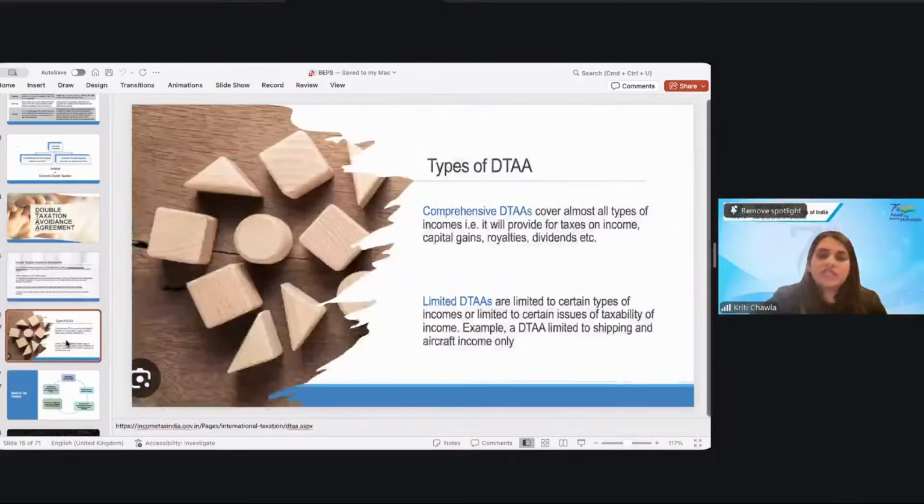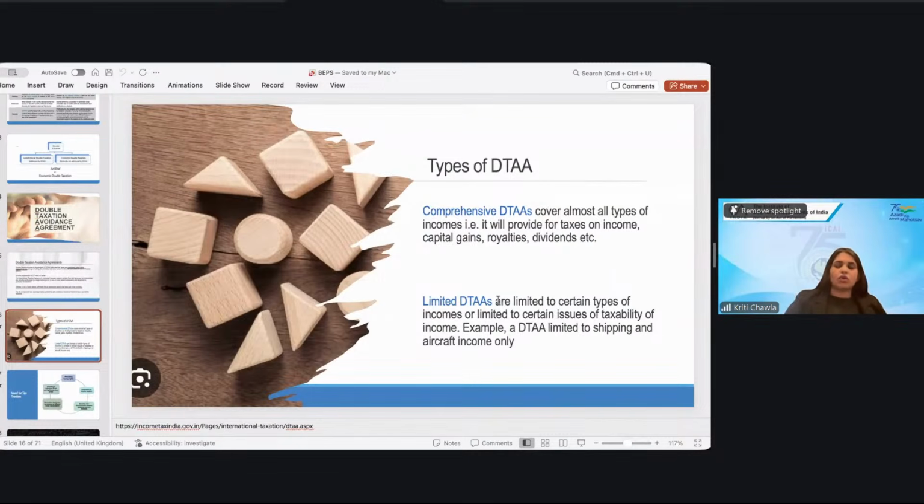There are two types of DTAAs. There is something called as a comprehensive DTAA, and then there is something called as a limited DTAA. So if you look at almost all kinds of DTAAs, there are a lot of DTAAs that are actually called as comprehensive DTAAs. Comprehensive DTAAs are something which cover almost all types of income. So it's going to help you resolve double taxation when it comes to income, when it comes to capital gains or royalties or business profits or dividends, whatever. So it's going to be very comprehensive in that particular sense.